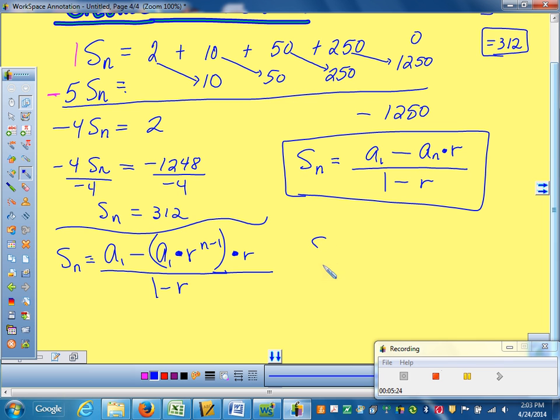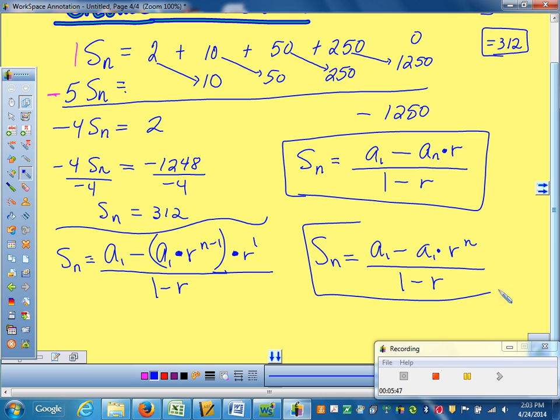What I can do, though, is combine the r's because they're being multiplied. When you multiply variables, you add the exponents. What do you get when you add n minus 1 plus 1? You get n. The 1's cancel. So this would be times r to the n, and you leave the 1 minus r. There's your second version of this formula.